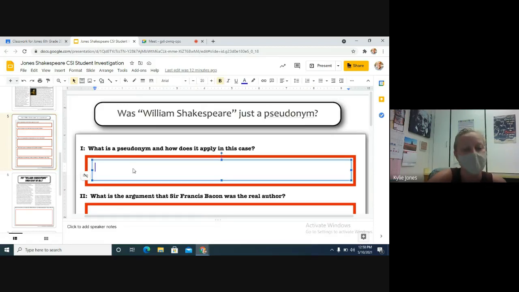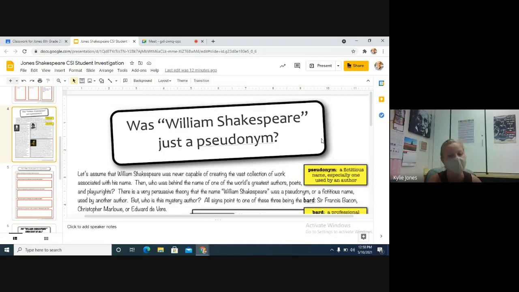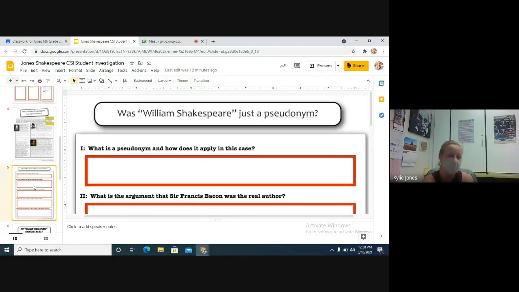So this next one, slide number 5, says, what is a pseudonym and how does it apply in this case? So answer that. What is a pseudonym and why does it matter in terms of William Shakespeare? Slide number 4 up at the top. In one of the yellow boxes, it talks about what a pseudonym is. Okay, so what is a pseudonym and how does it apply in this case? Can I say it is a fake name? It's anonymous. What is anonymous? Anonymous means that you don't know who it is.